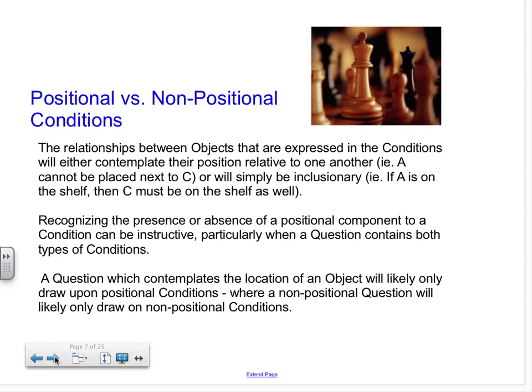Recognizing the presence or absence of a positional component to a condition can be instructive, particularly when a question contains both types of conditions. A question which contemplates the location of an object will likely only draw upon positional conditions, where a non-positional question will likely only draw on non-positional conditions.